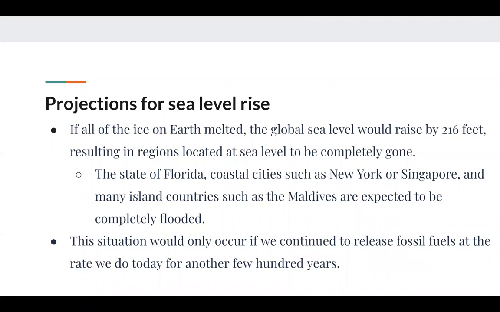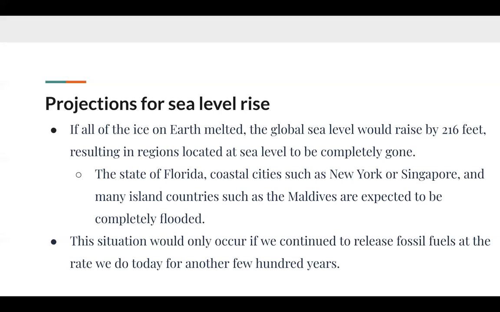More projections for sea level rise. If all the ice on Earth melted, the global sea level would rise by 216 feet. Imagine that, 216. That's taller than our homes, our communities, our friends' homes, even some schools. All of this would get flooded and people would be displaced and our economy would decrease statistically. If this happens, this could also result in regions located at sea level being completely gone. Again, a lot of displacement.